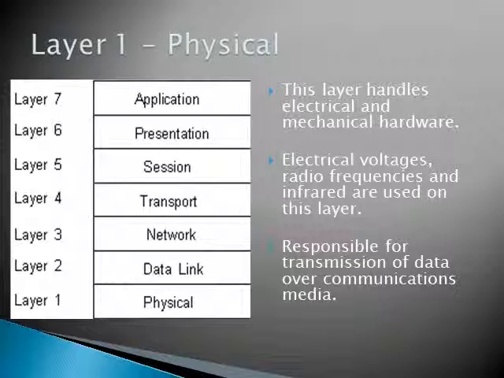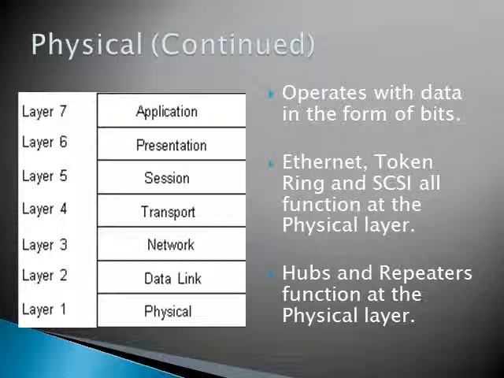Layer 1 is the physical layer. This layer handles electrical and mechanical hardware. Electrical voltages, radio frequencies, and infrared are used on this layer. It is also responsible for transmission of data over the communications medium. This layer operates with data in the form of bits. Ethernet, token ring, and SCSI all function at the physical layer. Hubs and repeaters function at the physical layer. The primary data unit at this layer is bits.